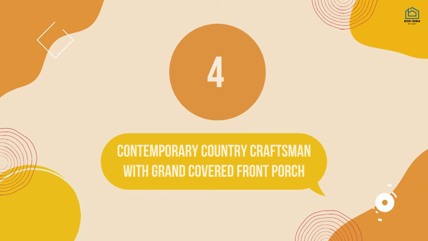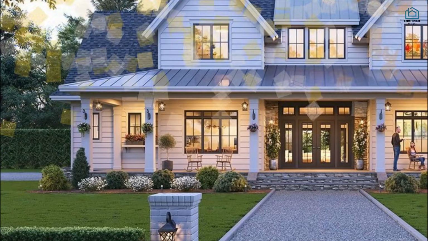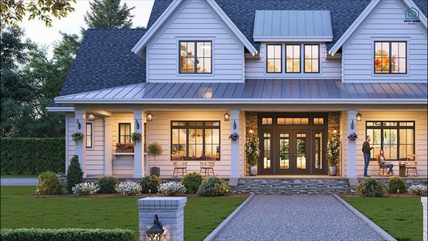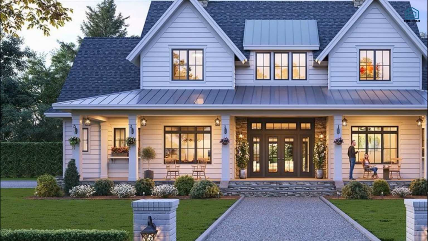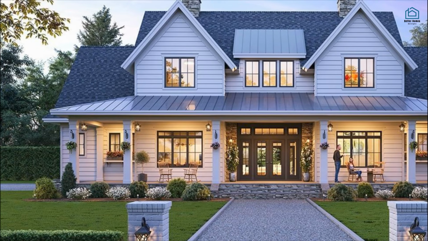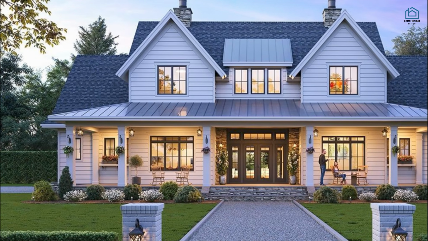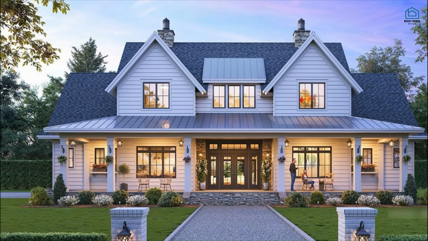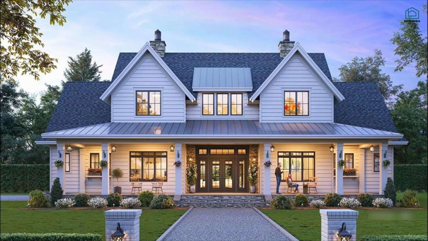Four, contemporary country craftsman with grand covered front porch. This stunning single-family home features classic dual gable ends combined with a broad metal-roofed wraparound front porch. Built with light siding, dark roof shingles, exposed stone fireplace chimneys, and black window grids, the home exudes warm suburban charm with a clean modern finish.